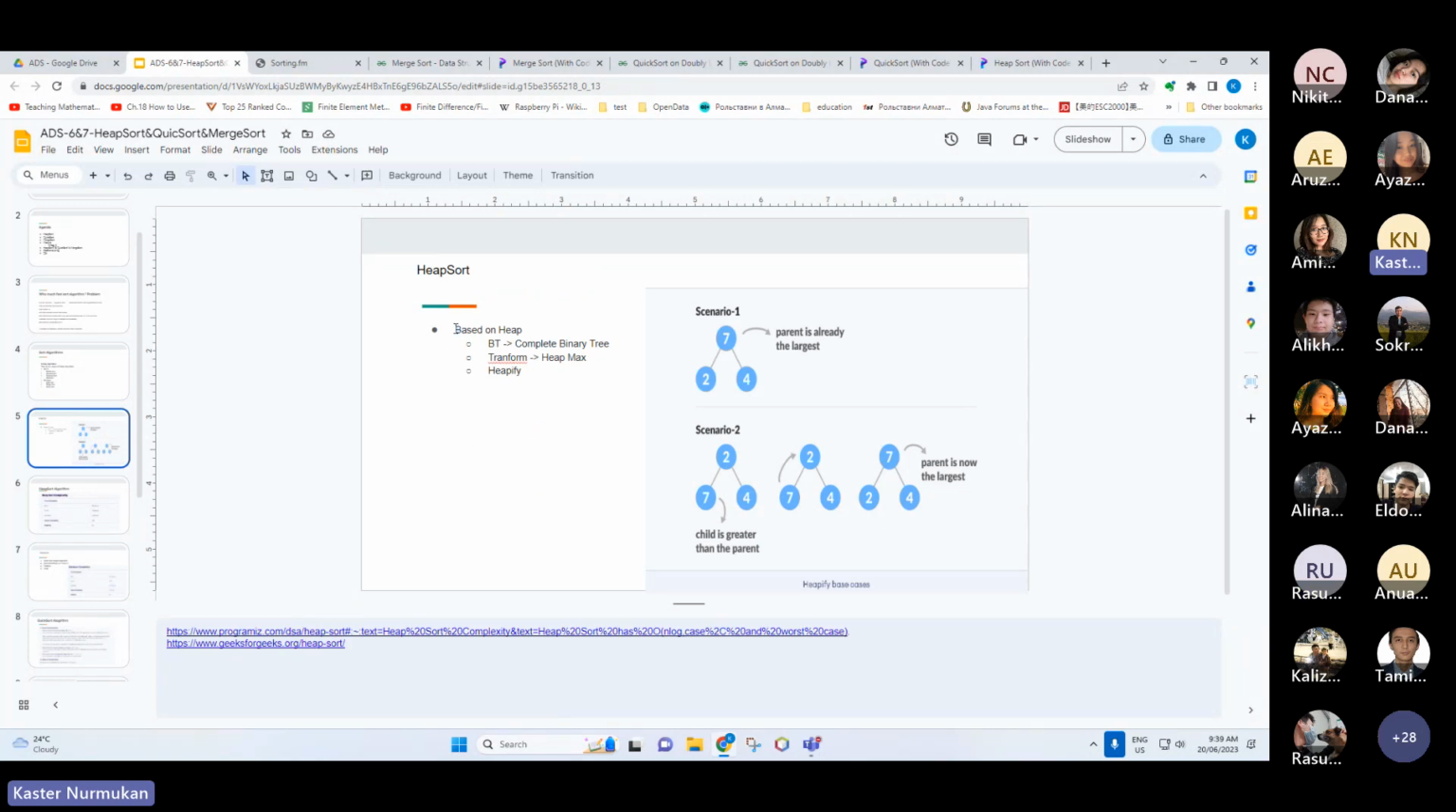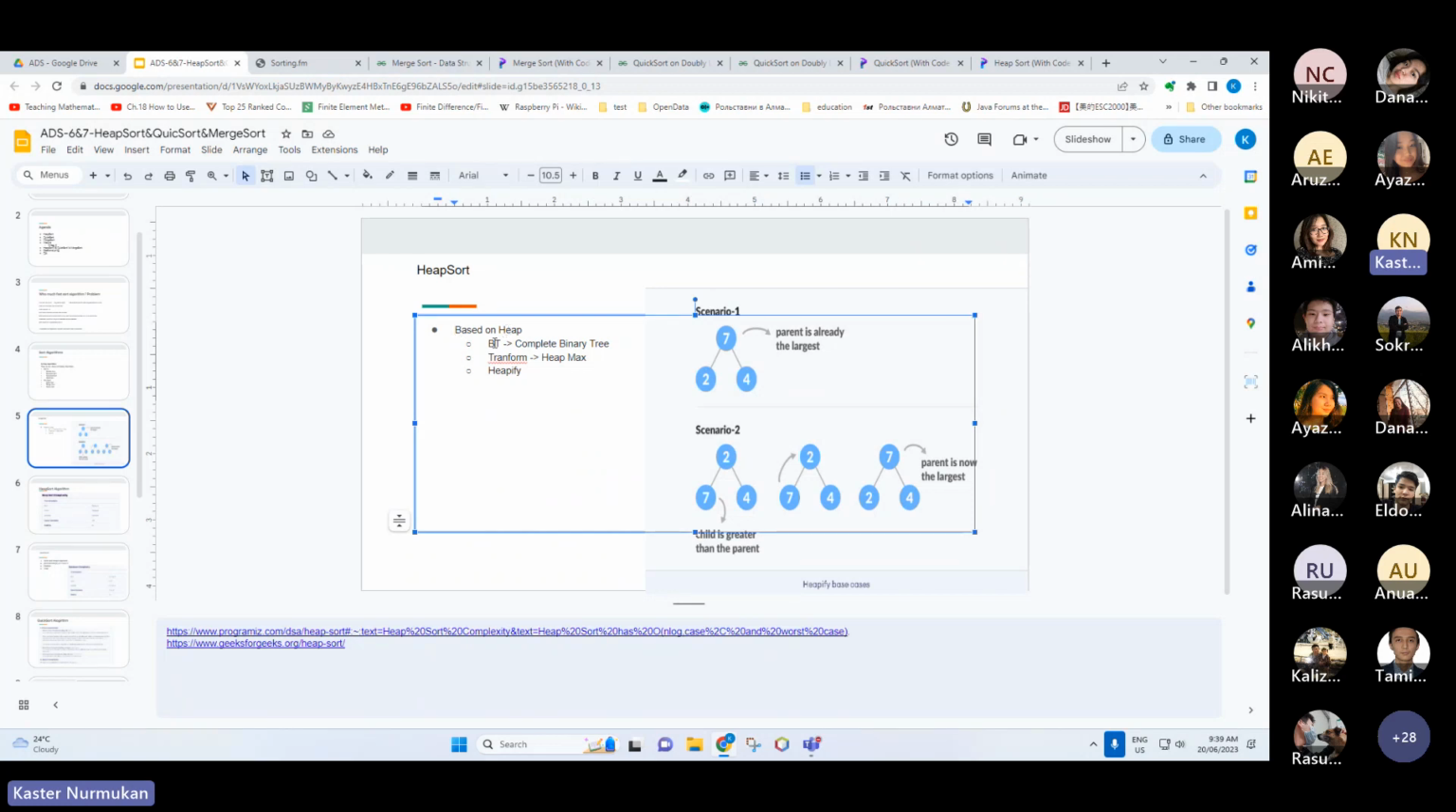Heapsort is based on the heap, and the heap is based on the binary tree. Inside the binary tree there is a thing called a complete binary tree. A complete binary tree is a tree where each node has either two children or no children, and the children are always placed from left to right.